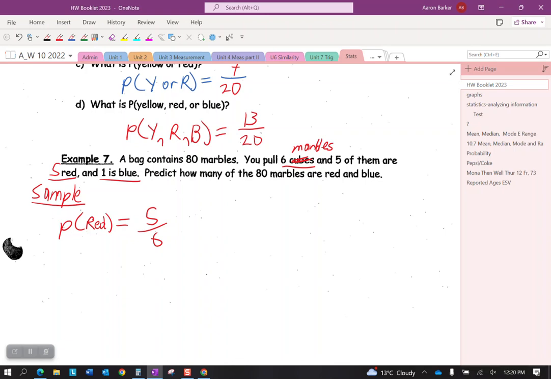Yeah, it's 5 over 6 because you're not worried about the 80 marbles, right? You only pull out 6. You take a sample of all the marbles in that bag. And the probability from this sample was 5 out of 6 red marbles. So what you can then do is use that to make a prediction.